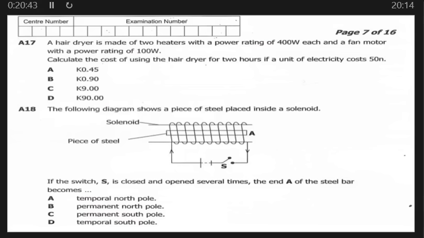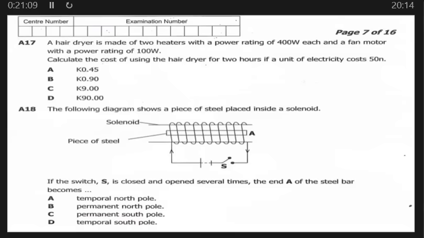So electricity is sold to consumers in the form of electrical energy. So if you know the total electrical energy that this dryer is going to use, then multiply it by the charge per unit, then you will know how much it is going to be charged.